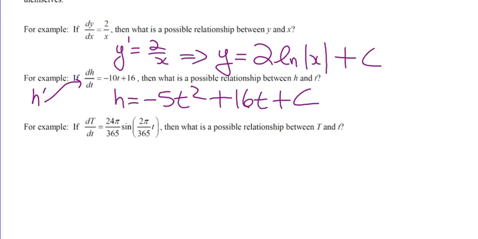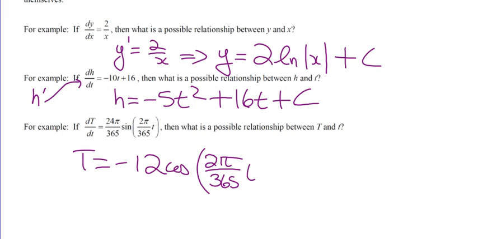You can do this. It's a chain rule, right? Because you're going to need a function. Okay, so we're going to have a negative cos. But I want to get 24 pi over 365. Negative 12, right? So negative 12 cos 2 pi over 365 t.